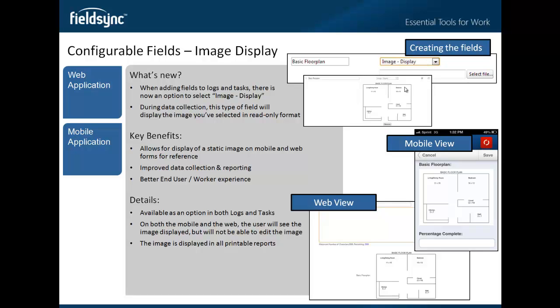I've chosen the image that I'd like to display during data entry, and now you can see when I go into collect data within the mobile and in the web, that image is displayed. Let's say you have individuals going through and doing inspections in an apartment complex, and all of the apartments have that same floor plan. You could utilize an image display so that they could see what that floor plan is and use that for reference.